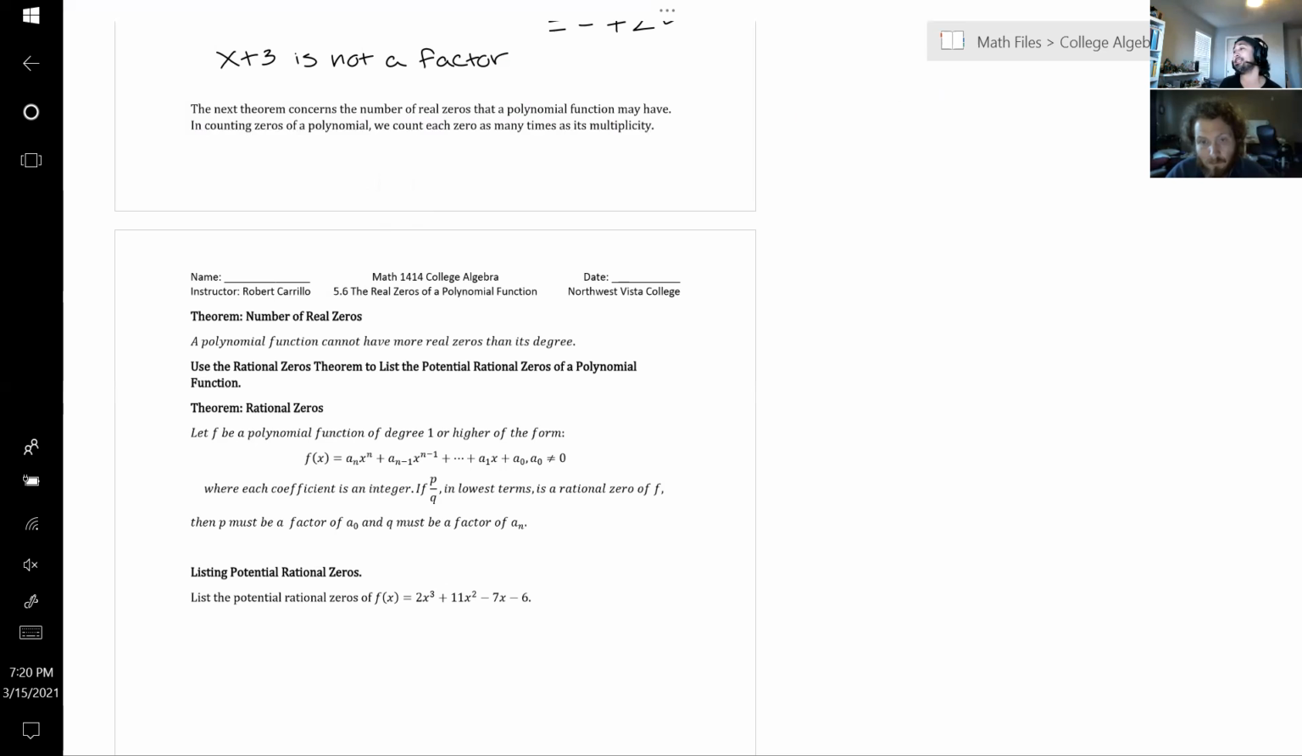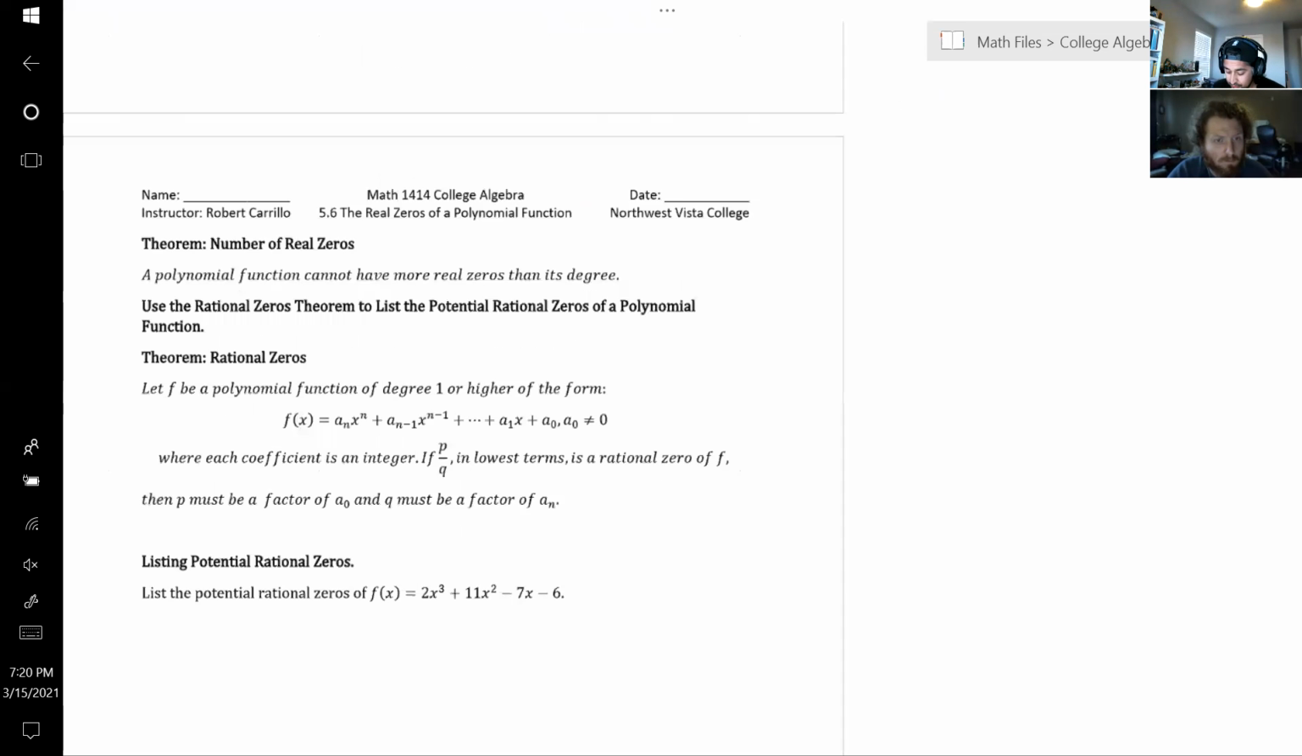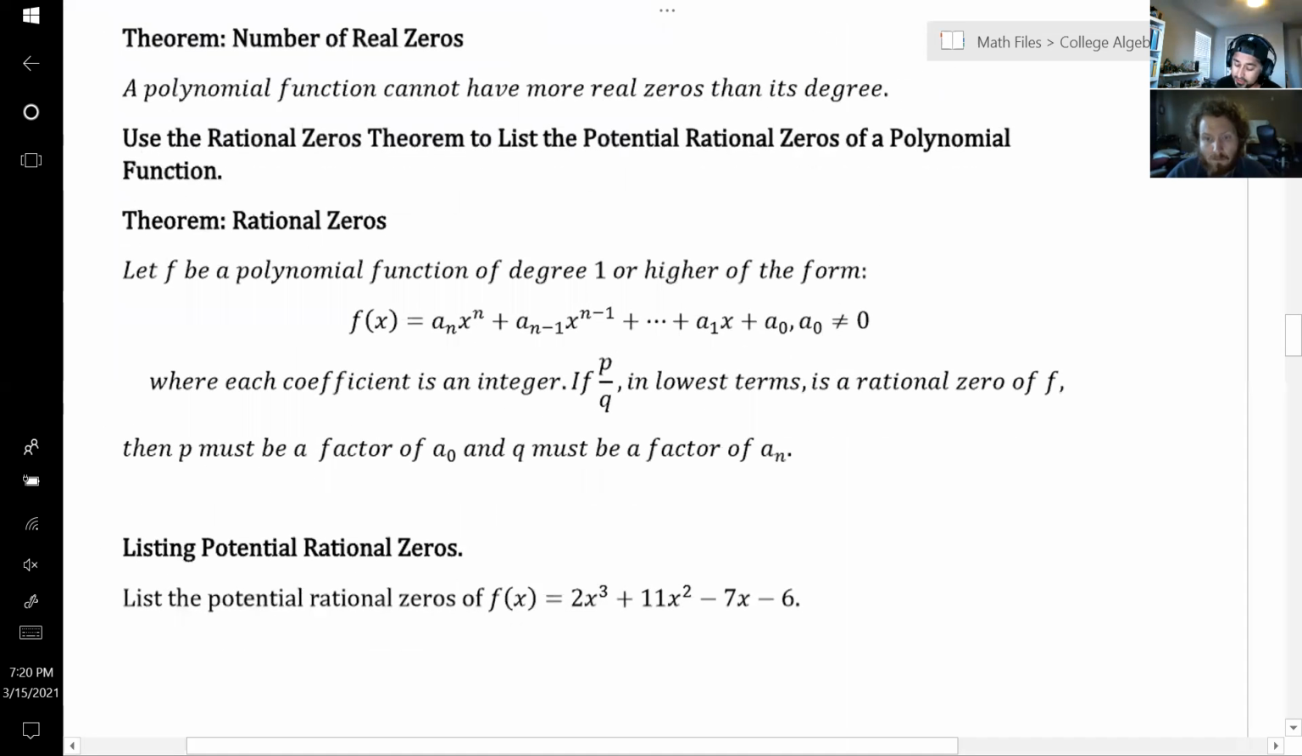Okay, which brings us into the next theorem. So full of theorems today. All right, we have the rational zeros theorem. So let f be a polynomial function of degree 1 or higher in the standard form of a polynomial. So we go from, again, highest power to lowest power to constant. So we've seen this form before. Where each coefficient is an integer, if P over Q in lowest terms is a rational zero of f, then P must be a factor of the constant, a sub 0, and Q must be a factor of the leading coefficient, a sub n.